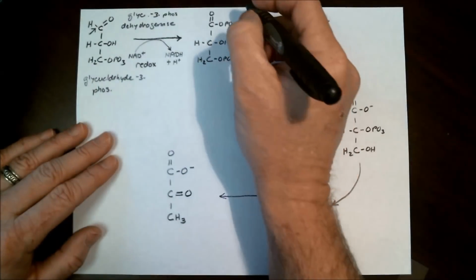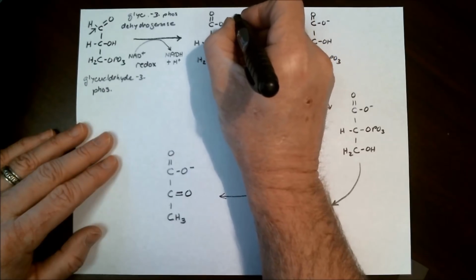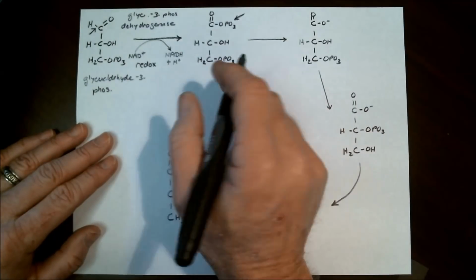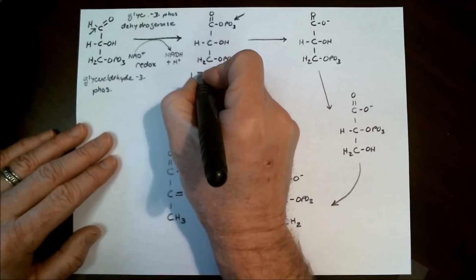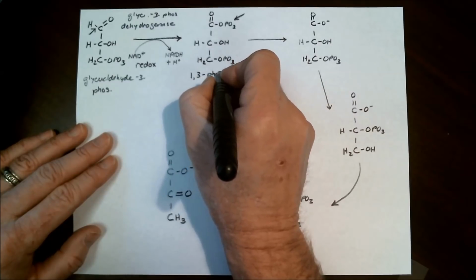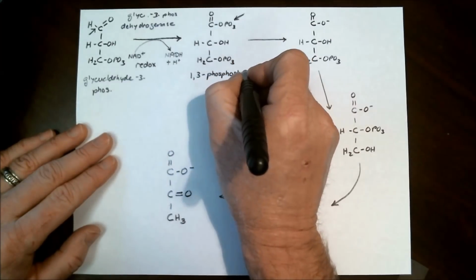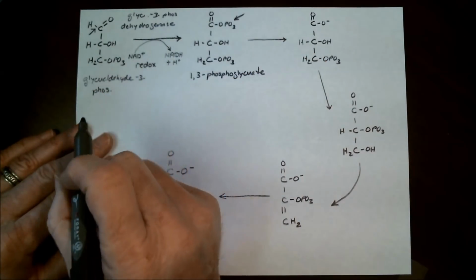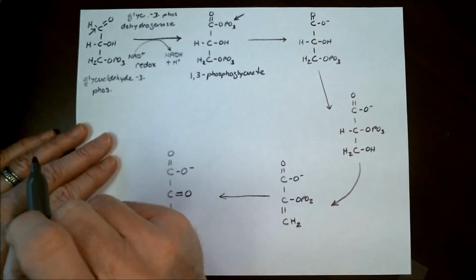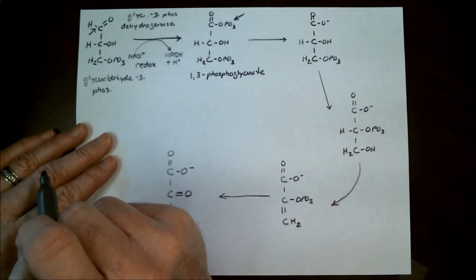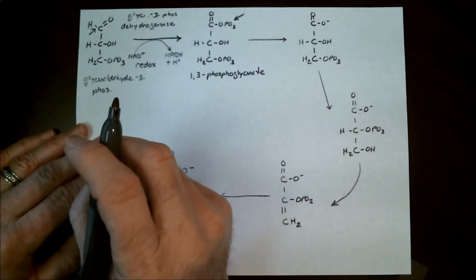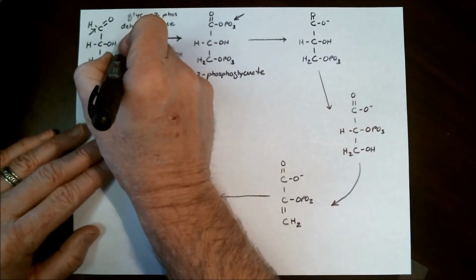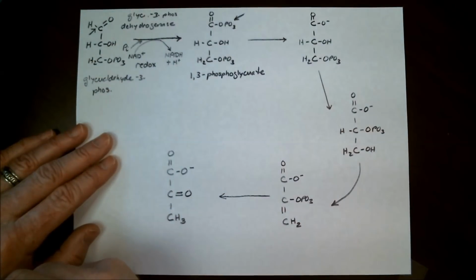Now also notice that there is a phosphate group added into this reaction. And this compound, this product we're generating, is 1,3-bisphosphoglycerate. So not only are we performing a redox reaction, but we are also adding a phosphate group to the number 1 carbon. This reaction is not using ATP. Rather, we are adding inorganic phosphate.